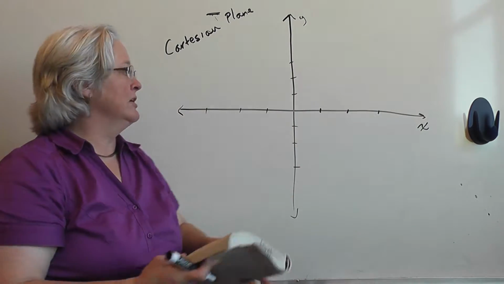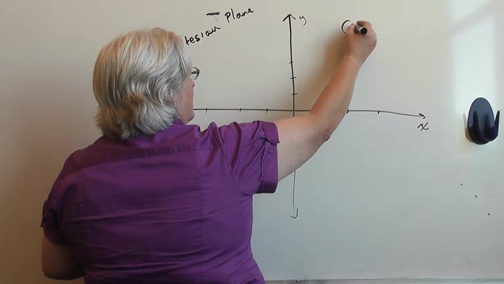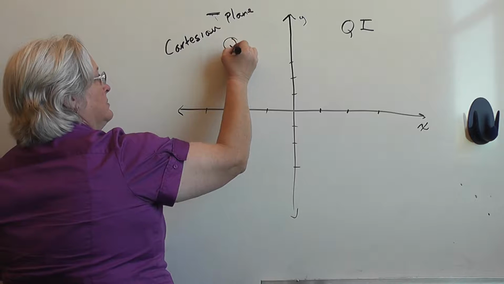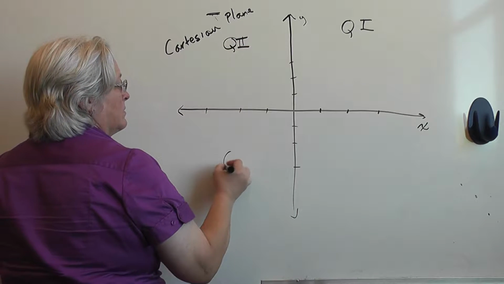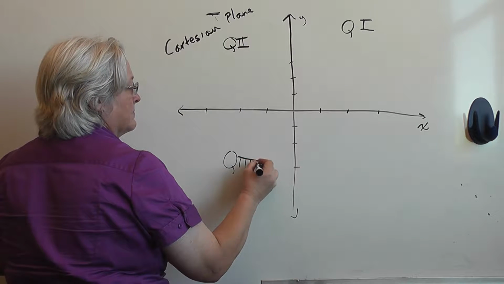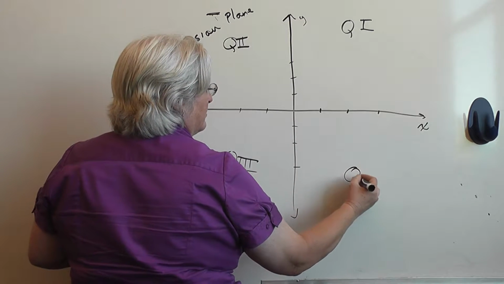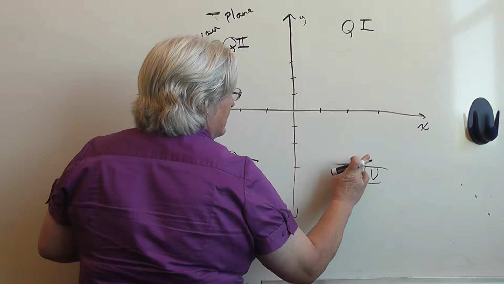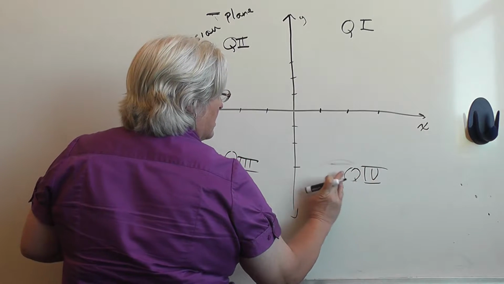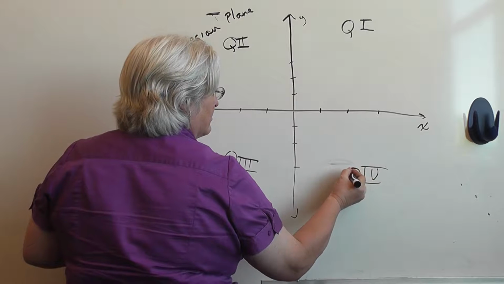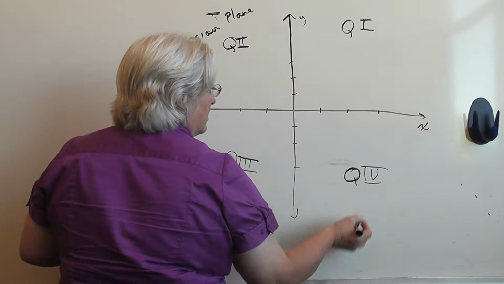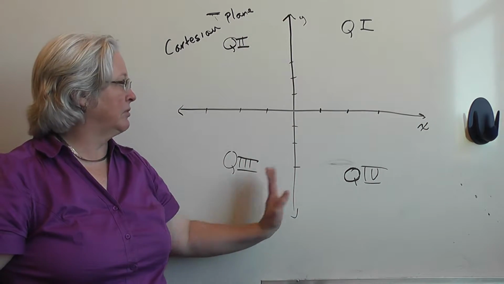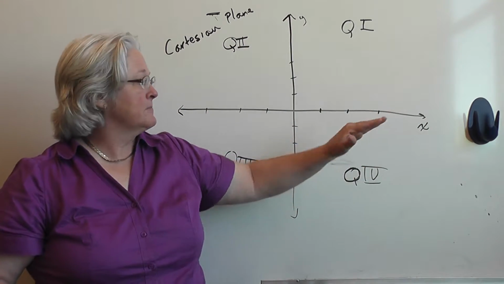These are called quadrants. This one here is quadrant 1, Q1, this is quadrant 2, Q2, quadrant 3, and finally quadrant 4. So we're starting in the upper right-hand corner, and we are going in a counterclockwise direction. We have quadrant 1, quadrant 2, quadrant 3, and quadrant 4.